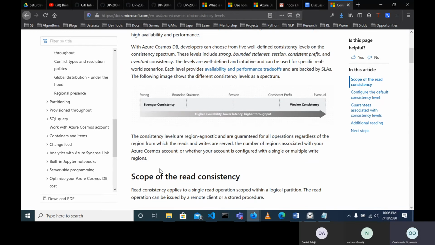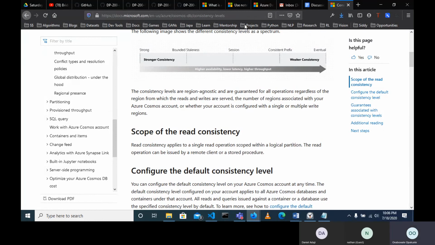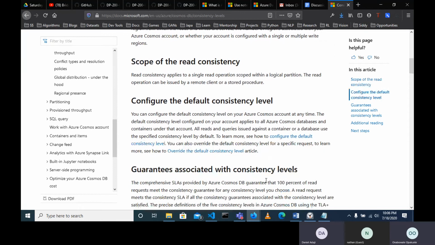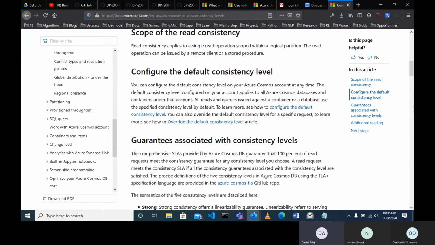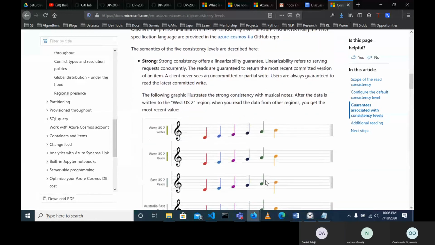Thank you, Daniel. So how far are you with this explanation, or do you want to continue? Yeah, so that's basically it, except if you want to drill down. I think you can use these guarantees associated with the consistency levels to understand it. Yeah.